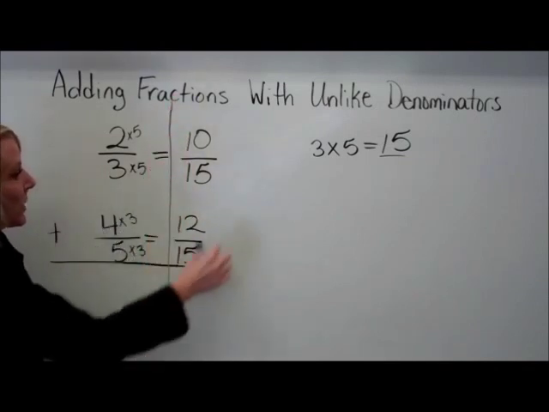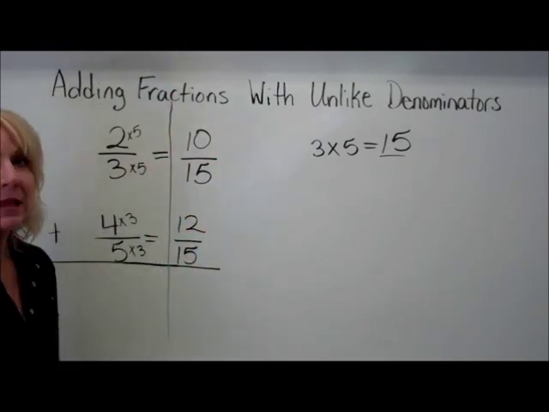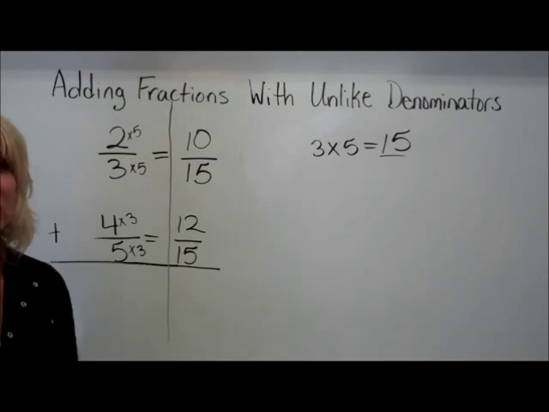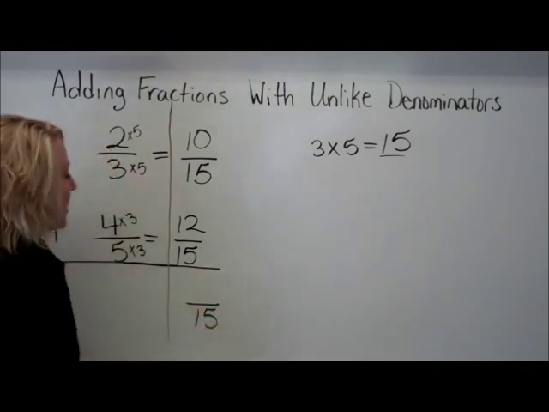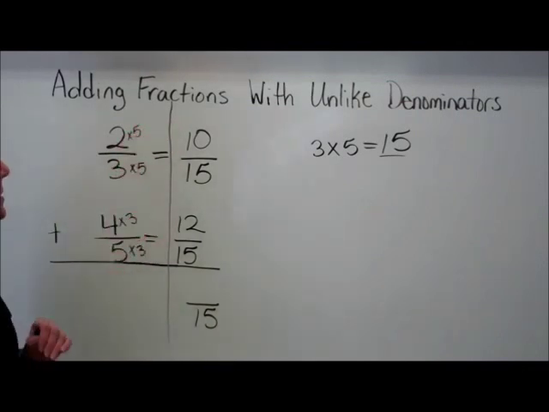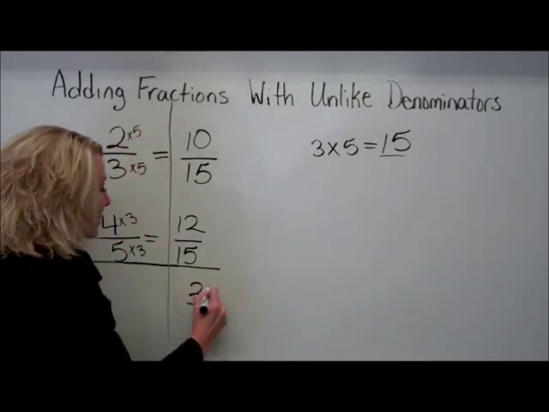What we've done is we've created two fractions with a common or like denominator, and now we know what to do with those. We keep the same denominator in our answer, and we simply add the numerators. 10 plus 12 is 22.